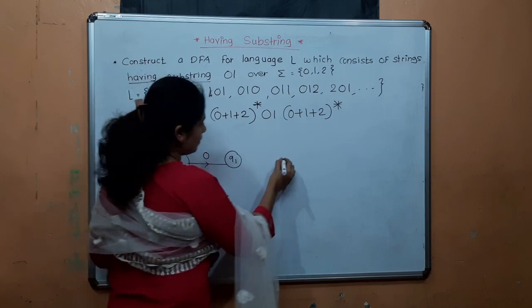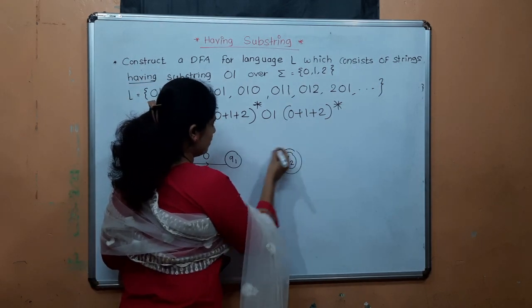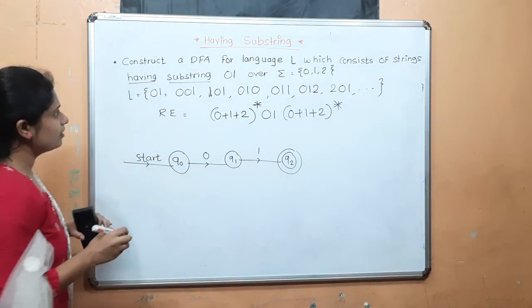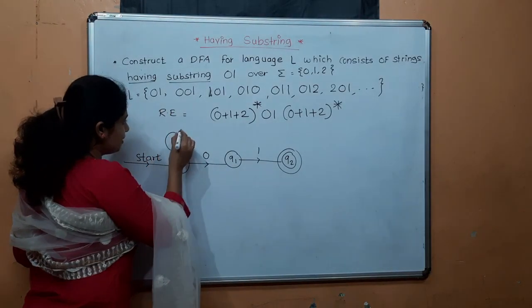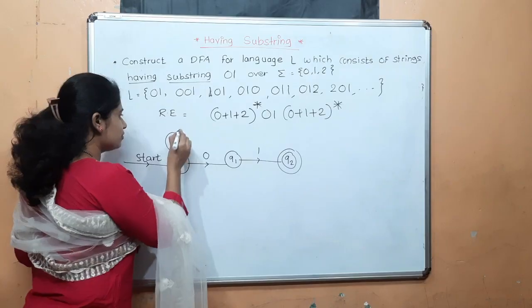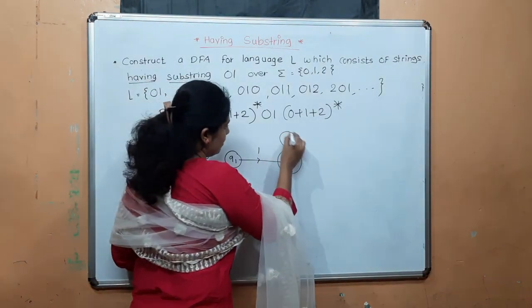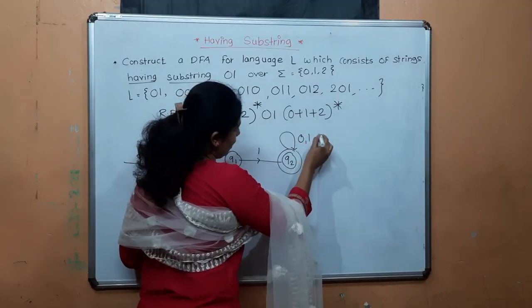0 and 1, okay. Having substring, the condition is that it can start with either 0 or 1 or 2. 0 is already given, so the remaining is 1 and 2. It ends with either 0 or 1 or 2.